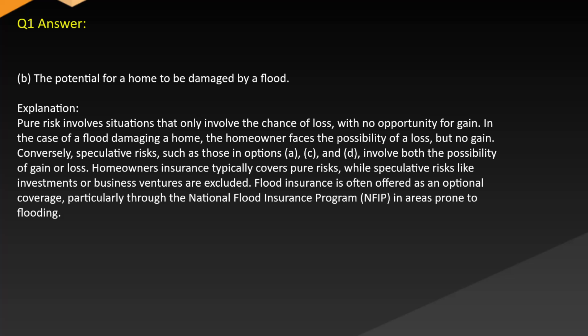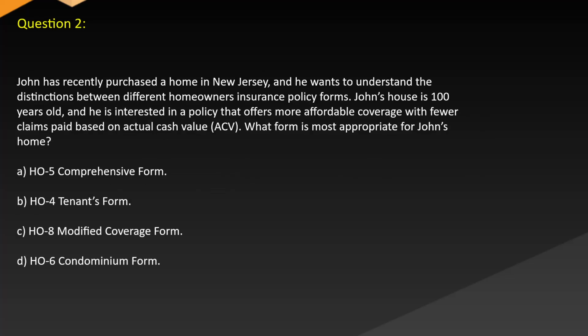Flood insurance is often offered as an optional coverage, particularly through the National Flood Insurance Program (NFIP) in areas prone to flooding. Question 2. John has recently purchased a home in New Jersey, and he wants to understand the distinctions between different homeowners insurance policy forms. John's house is 100 years old, and he is interested in a policy that offers more affordable coverage with fewer claims paid based on actual cash value (ACV). What form is most appropriate for John's home?